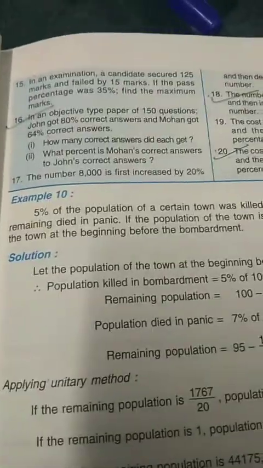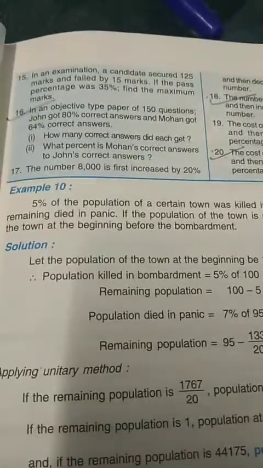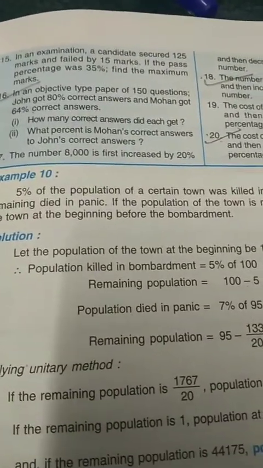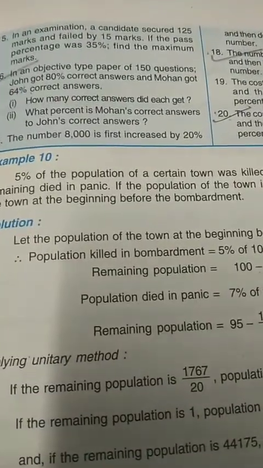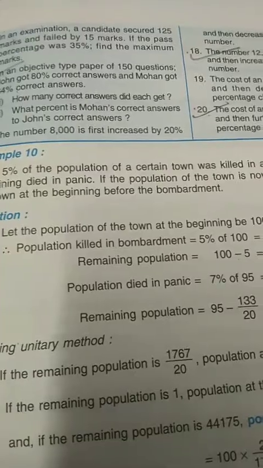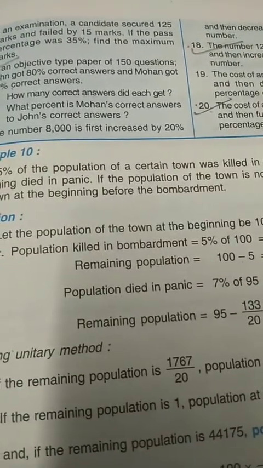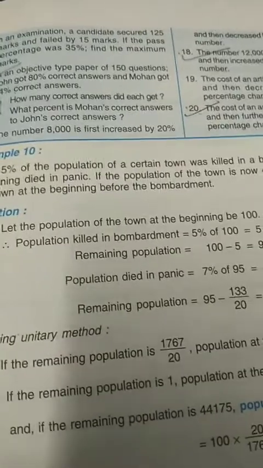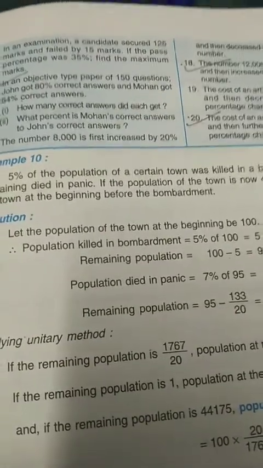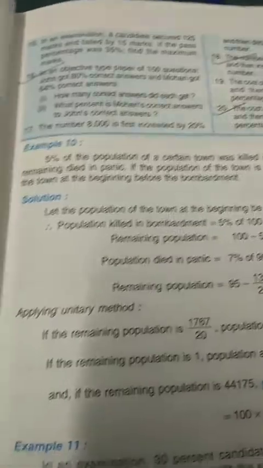The next question is, in an objective type paper of 150 questions, John got 80% correct answers and Mohan got 64% correct answers. You have to find how many correct answers each person got, and what percent Mohan's correct answers are of John's correct answers. So let's solve this question also.